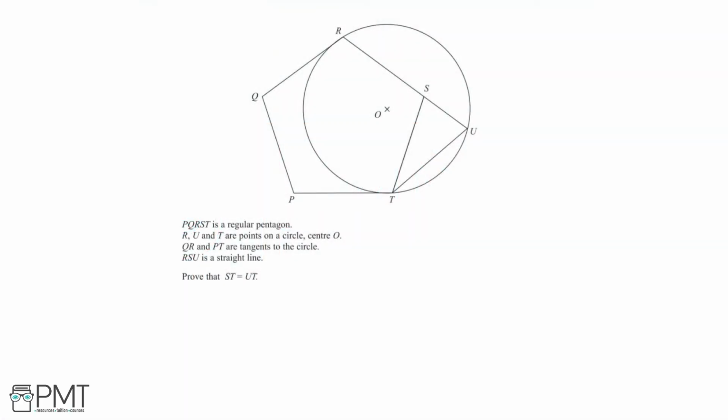In this question, we're told that PQRST is a regular pentagon. R, U, and T are points on a circle, centre O. QR and PT are tangents to the circle, and RSU is a straight line. We need to prove that the line ST is equal to the line UT.